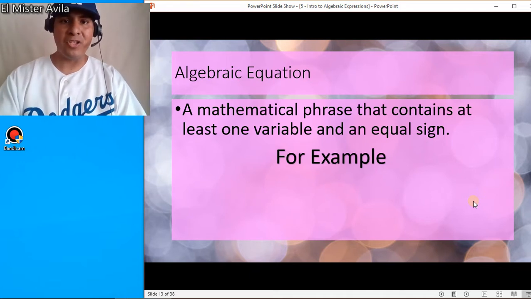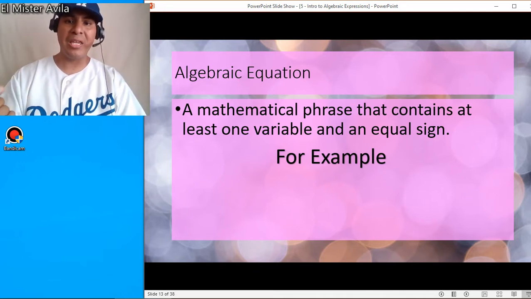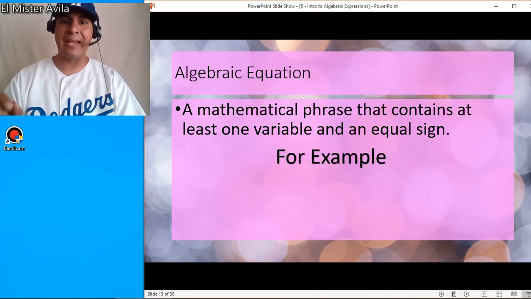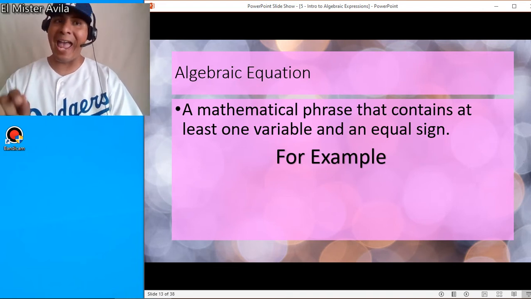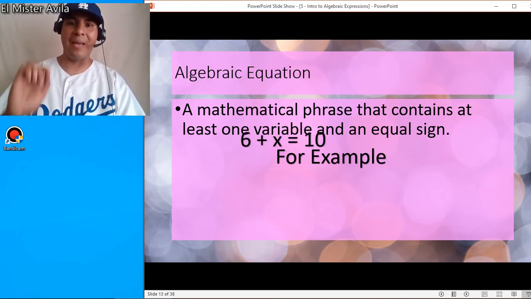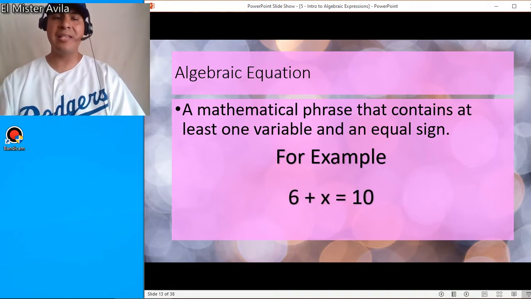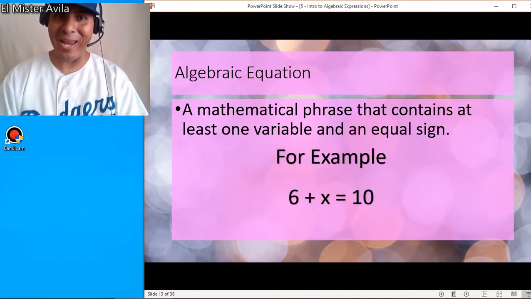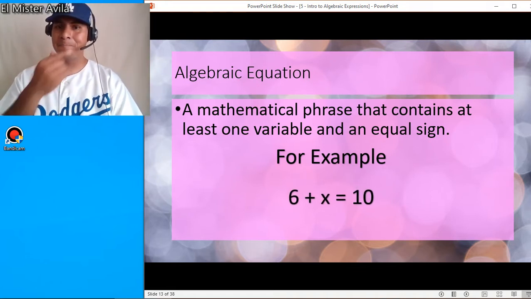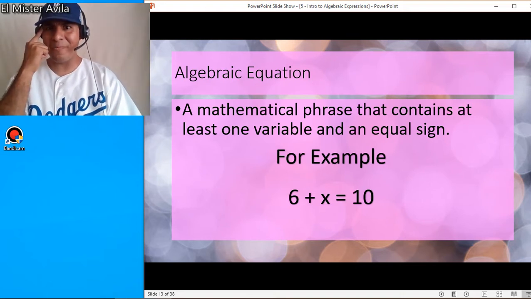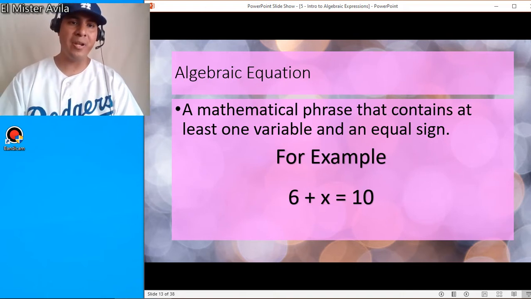Which leads us to what an algebraic equation is. An algebraic equation is a mathematical phrase that contains at least one variable and an equal sign. For example, 6 plus x is equal to 10. Can you tell me what x is in this case? 6 plus some number that I'm thinking about is equal to 10. What number is it?